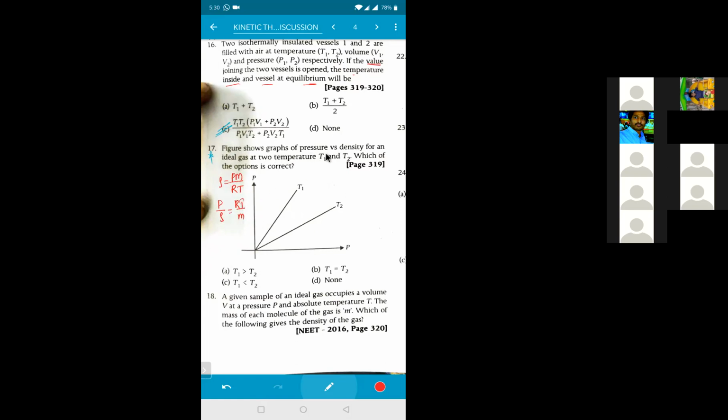The figure shows the graph between pressure versus density. So it should be density here, right? This is making an angle theta 1, and this is making an angle theta 2. Okay. So P by rho, which of the following is in terms of temperature? Pressure versus rho. So P by rho is directly proportional to temperature.